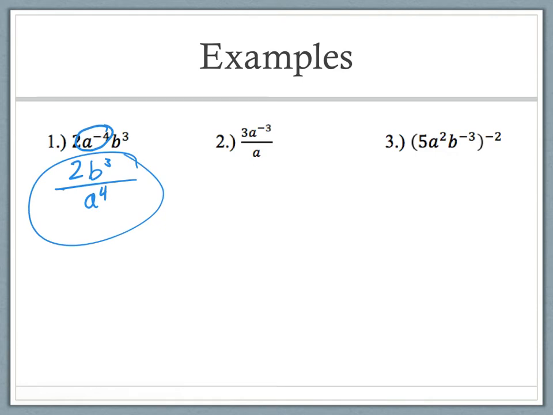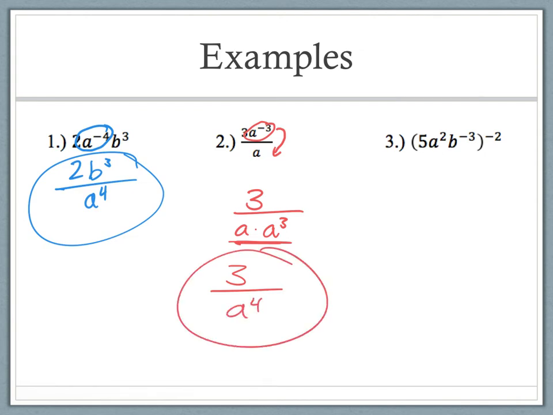Okay, now if I look at this next one, I have a to the negative 3rd, so I can flip it or move it to the bottom. Now the 3 out front is going to stay the same since it didn't have a negative exponent, but I'm going to bring that a to the 3rd to the bottom, and now I notice right here that I have a times a to the 3rd, so that's really going to be 3 over a times a to the 3rd, which would just be a to the 4th. Okay, so that would be my answer.